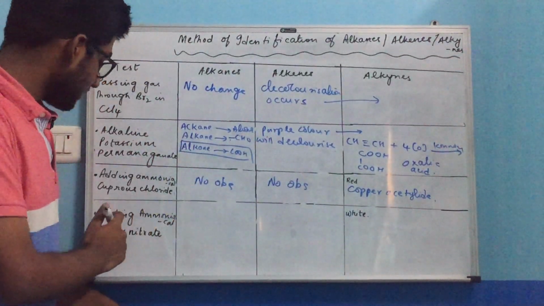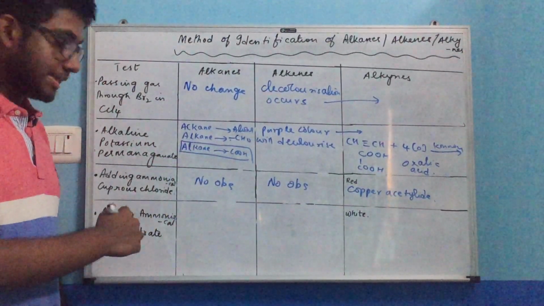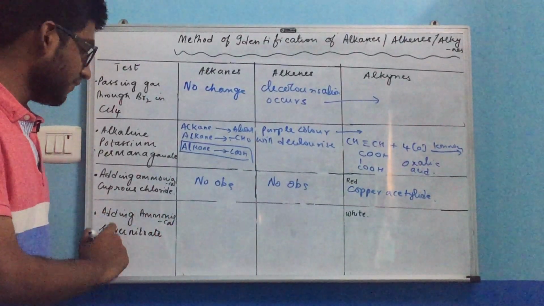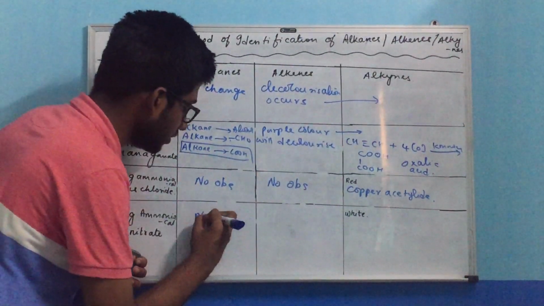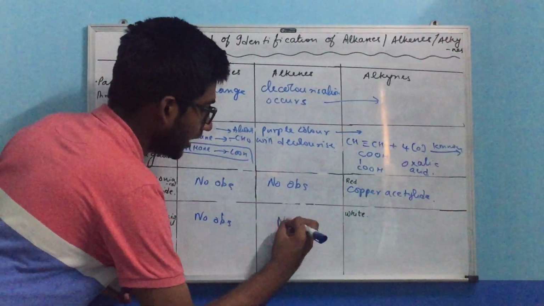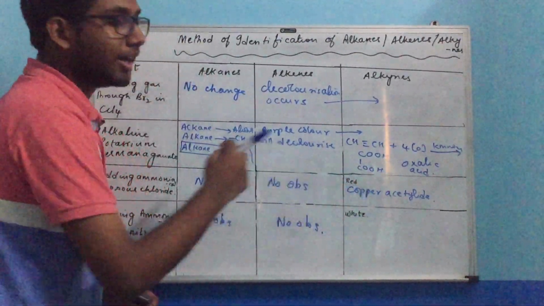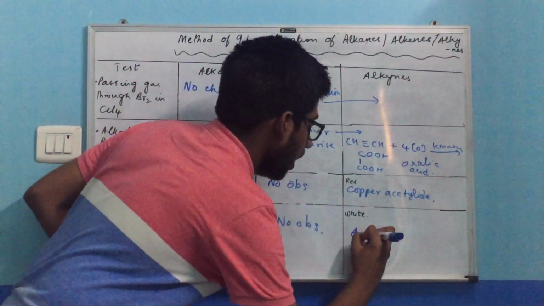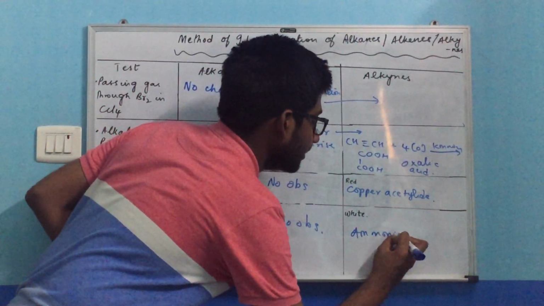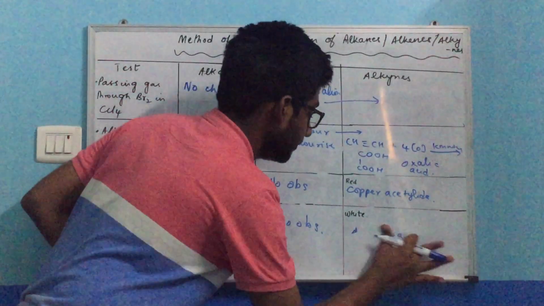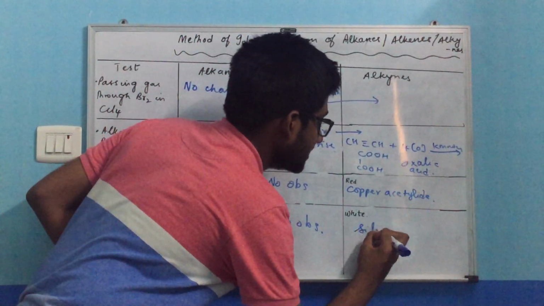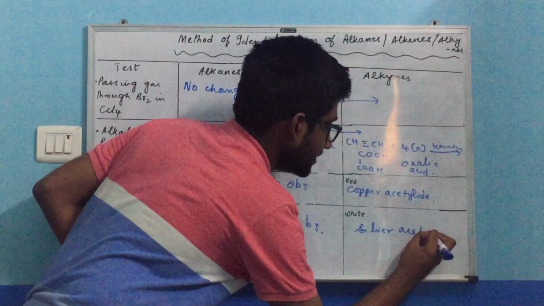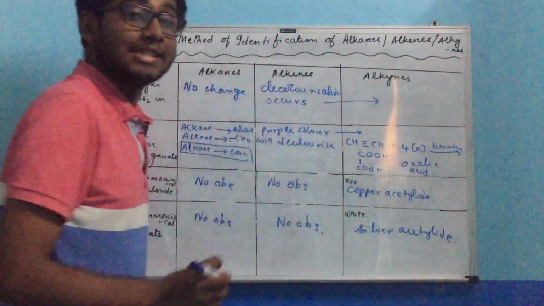Finally, let's come to the last test, the addition of ammoniacal silver nitrate. Again there is no observation for alkanes and alkenes, but for alkynes you will get a white compound, which is silver acetylide.